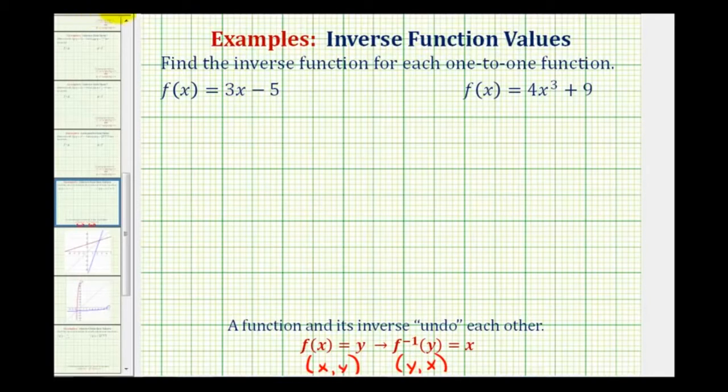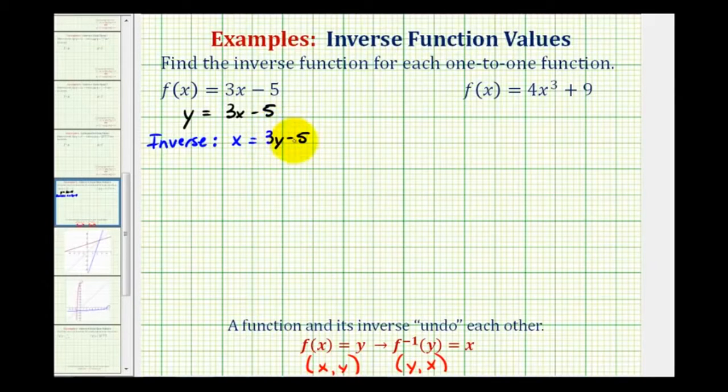The first step here is going to be to replace f of x with y. So we have y equals 3x minus 5. And then to determine the inverse function, we're going to interchange the x and y variables. So the inverse function would be x equals 3y minus 5. But now we do want to solve this for y and then replace y with inverse function notation.